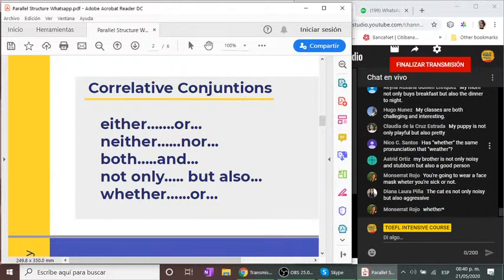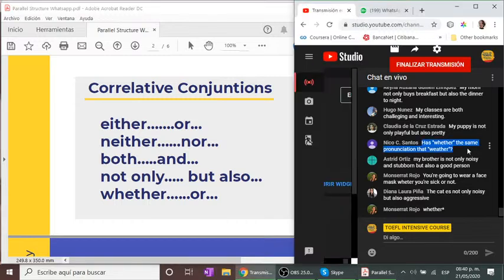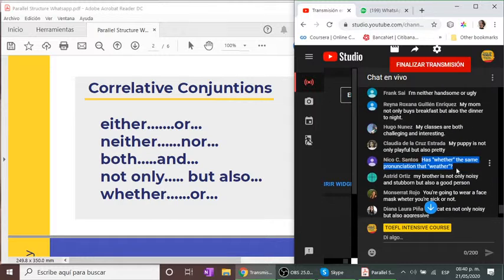This is a good question. Has weather the same pronunciation as whether? Yes, it does. Listen to both. The weather is nice today.